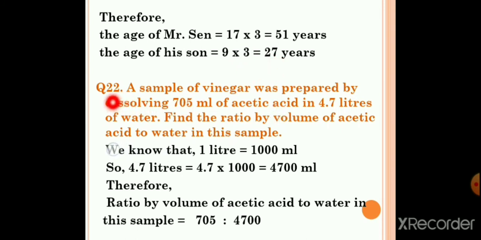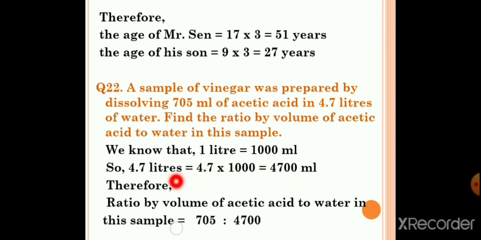Next, question number 22. A sample of vinegar was prepared by dissolving 705 milliliter of acetic acid in 4.7 liters of water. Find the ratio by volume of acetic acid to water in this sample. Okay, so let us first convert this liter into milliliter, so both of the units will be equal. So we know that 1 liter is equal to 1000 milliliter. So 4.7 liters equals 4.7 into 1000, that is 4700 milliliter.